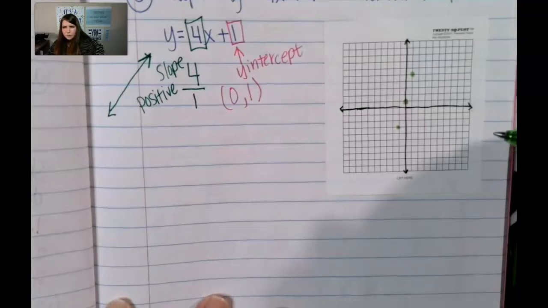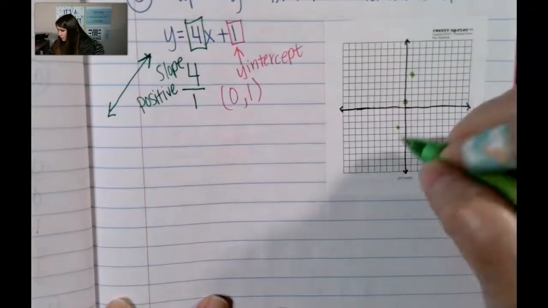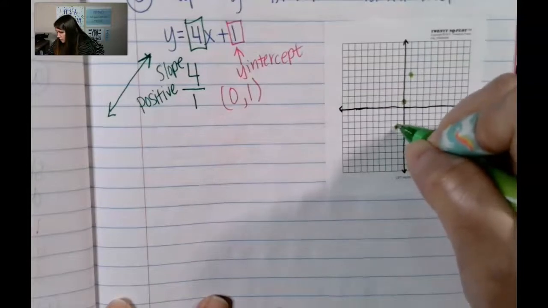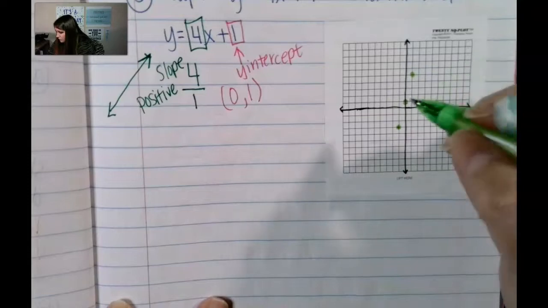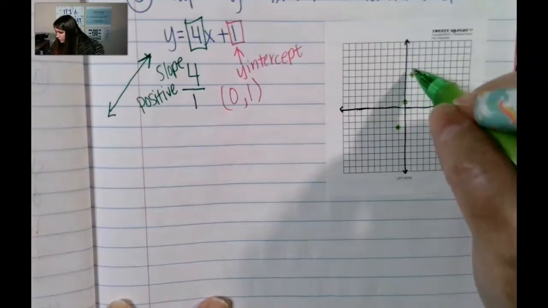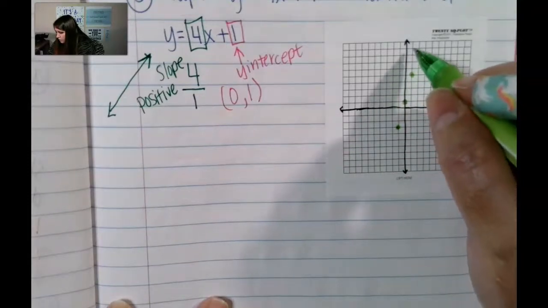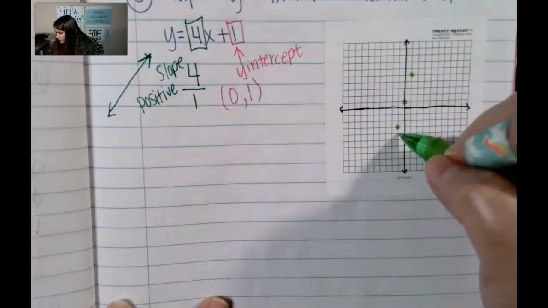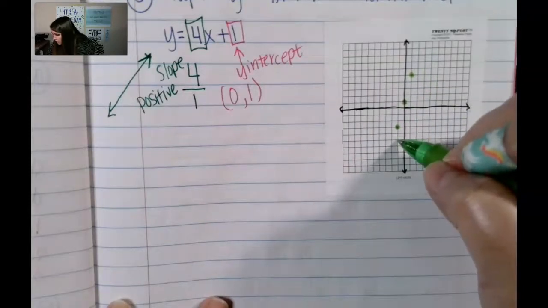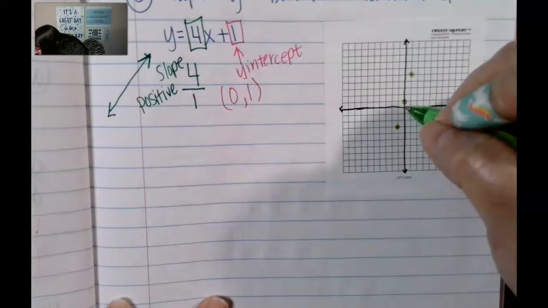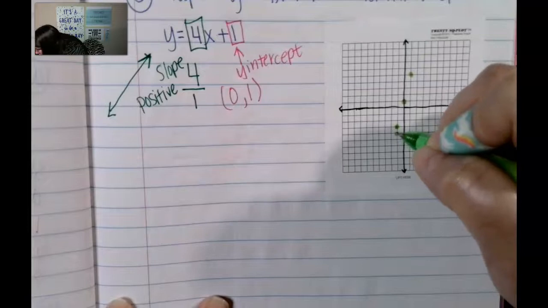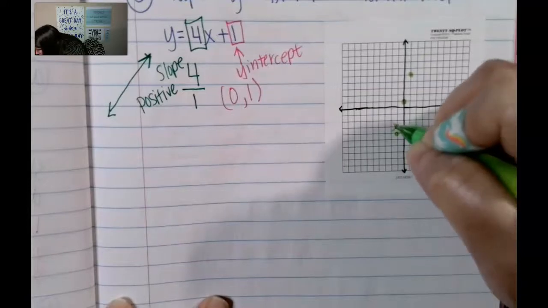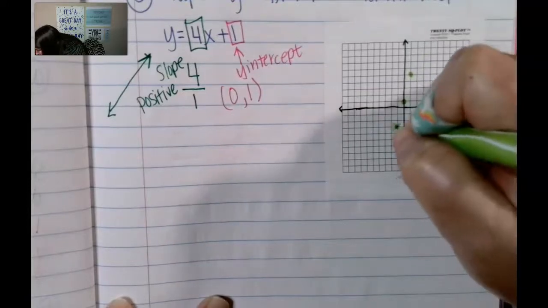Although this one's going to be really interesting to see. Up 4, 1, 2, 3, 4. Let's go down 1, 2. Did I go down 4? I didn't go down 4. 1, 2, 3. Oh, there we go. 4 over 1. Okay, I apologize for that.